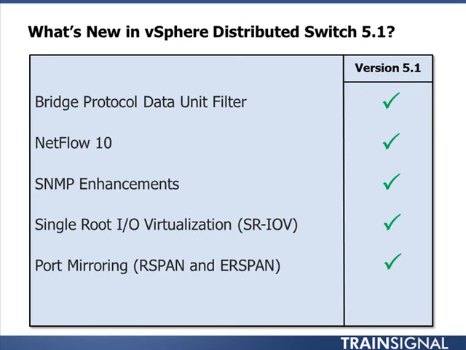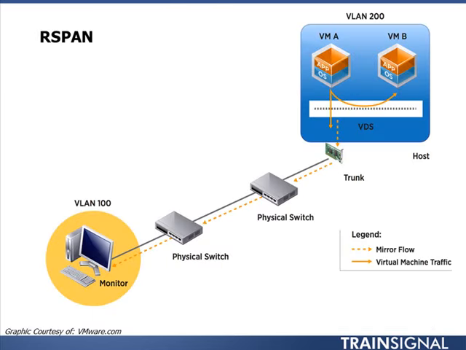And I've got a couple graphics here to help us visualize this. The first one shows RSPAN. Now, both RSPAN and ERSPAN are going to enable you to perform additional network monitoring and troubleshooting much easier than you ever could before. These are open standards. Now, network port mirroring was first released in vSphere 5, but new in vSphere 5.1, with RSPAN and ERSPAN, you can actually monitor the virtual network multiple hops away.